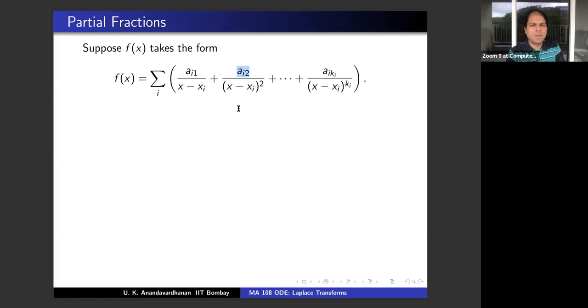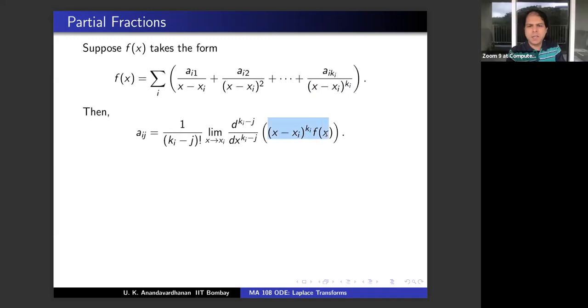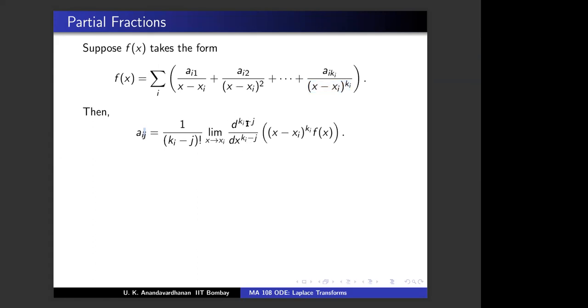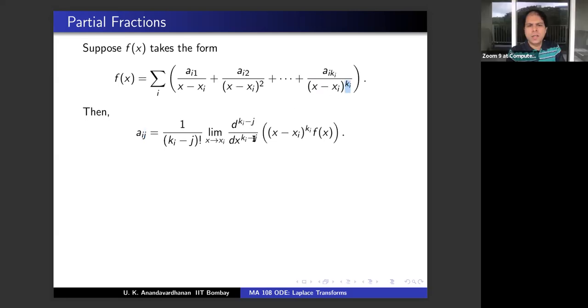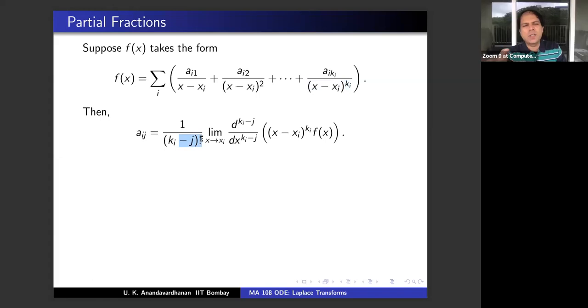What you have to do is multiply your function with the highest power coming here. So the given function f(x), multiply with the highest power, (x minus xi) to the power ki. And then you have to take enough number of derivatives. The correct number of derivatives is, if you are looking for the jth coefficient, ki minus j, where ki is the highest power. Up to ki minus j, you take the derivative and take limit as x going to xi and divide by the appropriate factorial. This is obvious, this is just your calculus. This is from Taylor expansion.